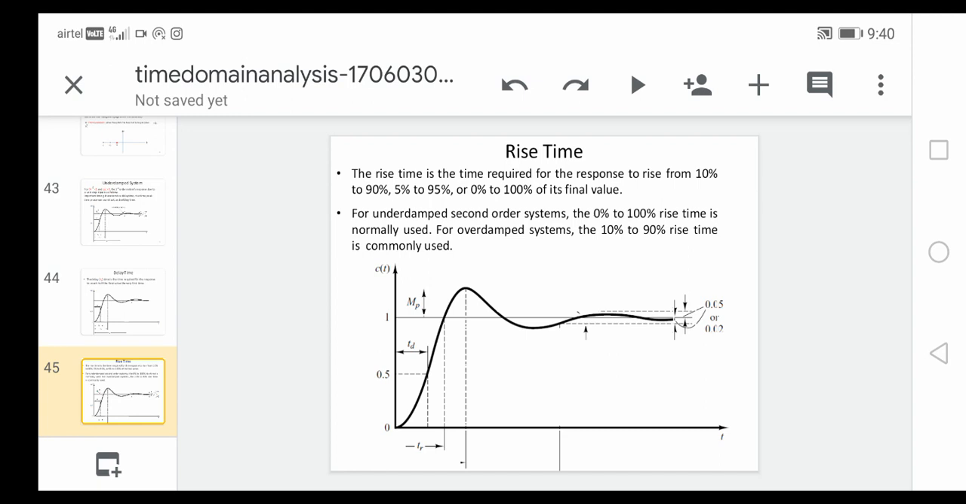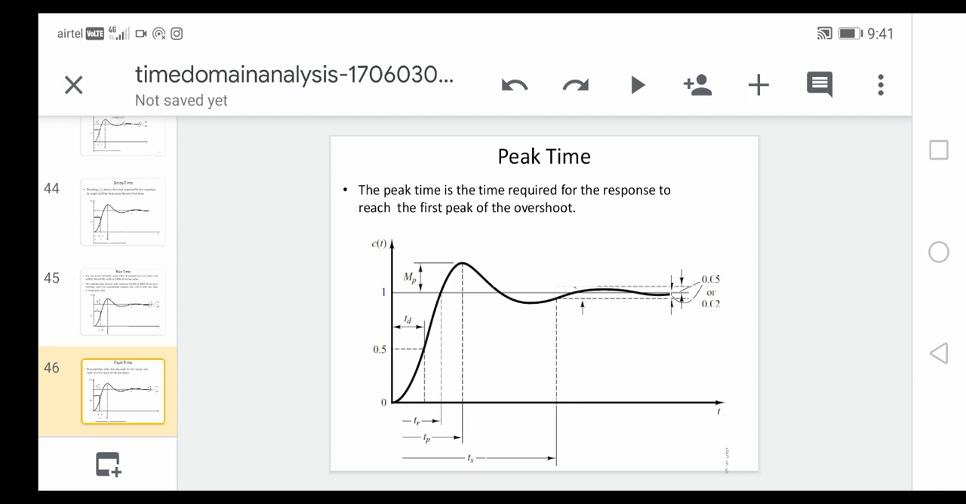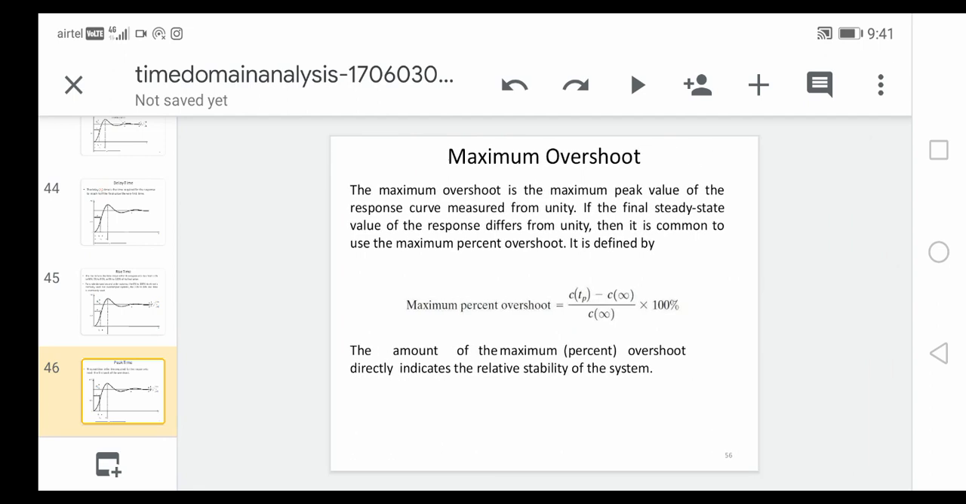How we segregate these is that for an underdamped second order system, 0 to 100% rise time is normally used. For overdamped, 10 to 90% rise time is commonly used. This diagram shows the rise time TR, 0 to 100% or 10 to 90%. Next one is peak time. The peak time is the time required for the response to reach the first peak overshoot. The time required to reach the maximum peak overshoot, we call it the peak time.